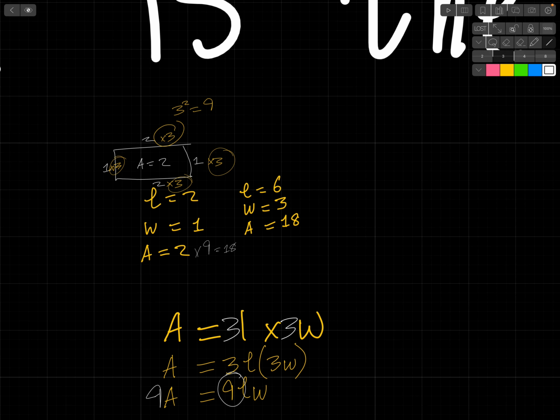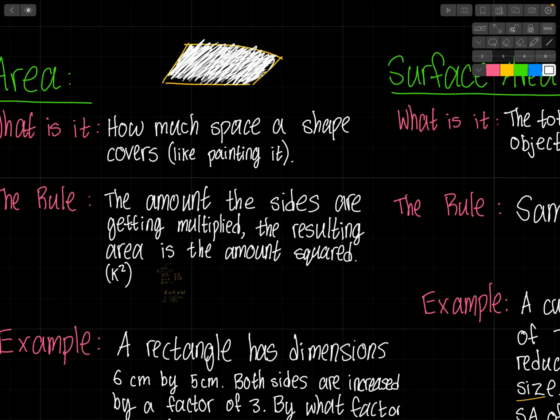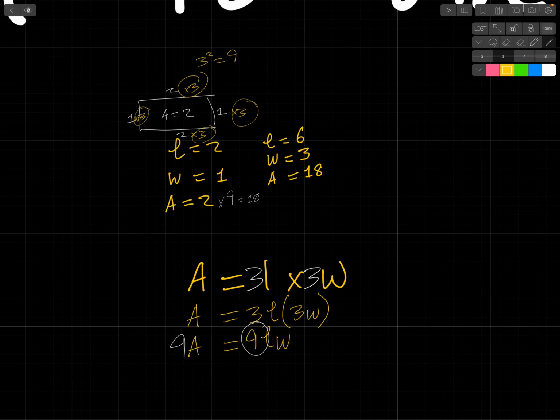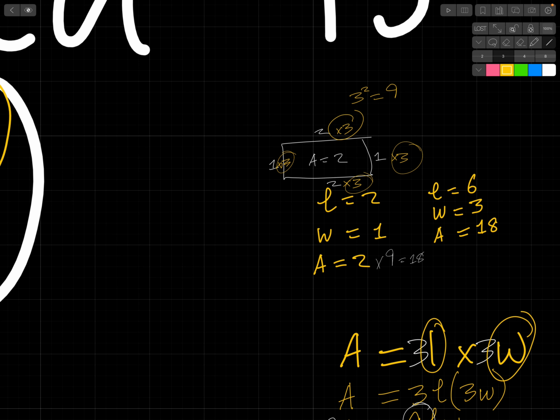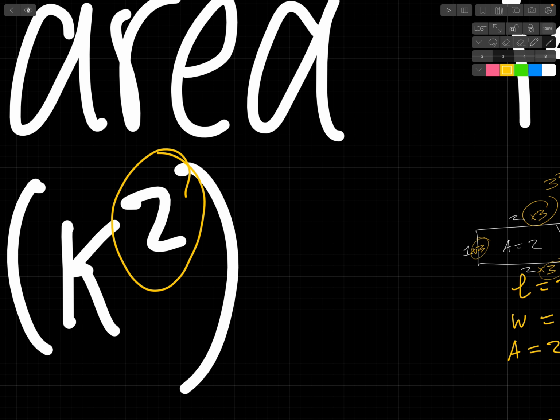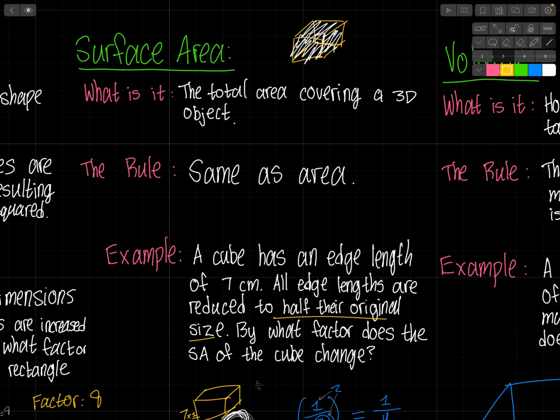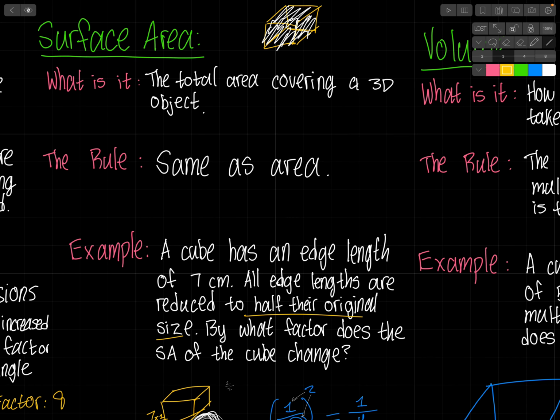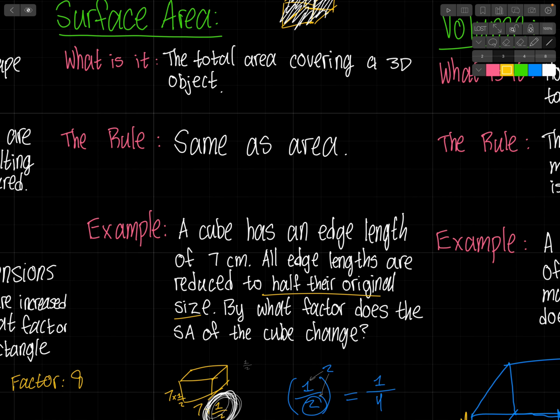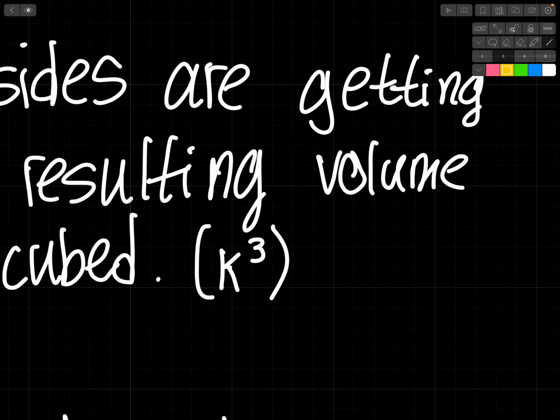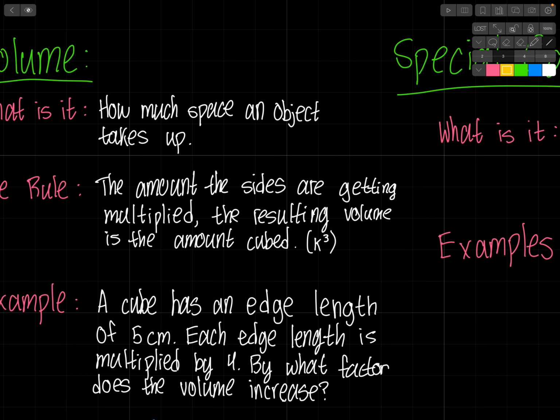So we do k squared because this 2 signifies that there are 2 dimensions that are being changed: length and width. And as you can tell with surface area, there's also length and width. So we just keep the rule the same as area, because they're both talking about area. Now volume, we do k cubed because now it's talking about length, width, and height.